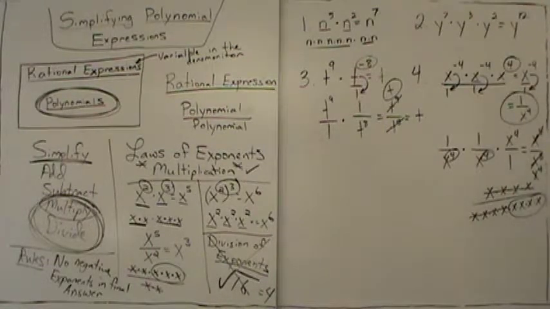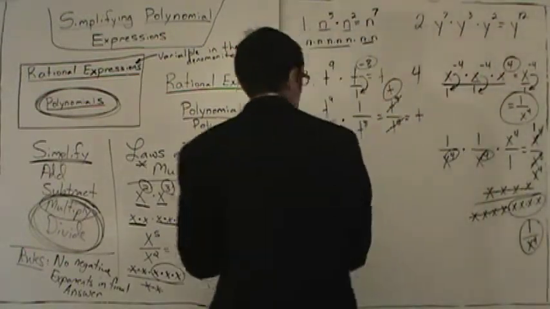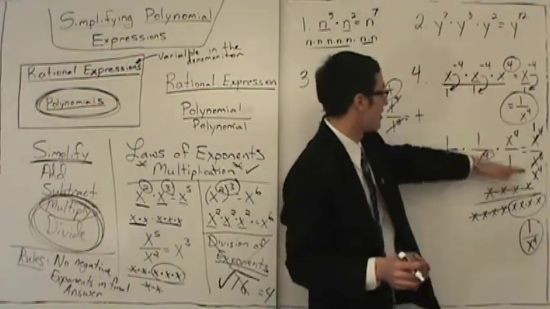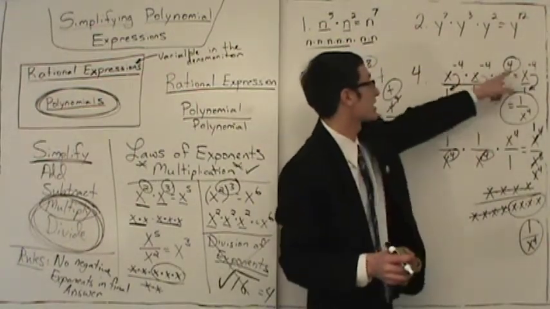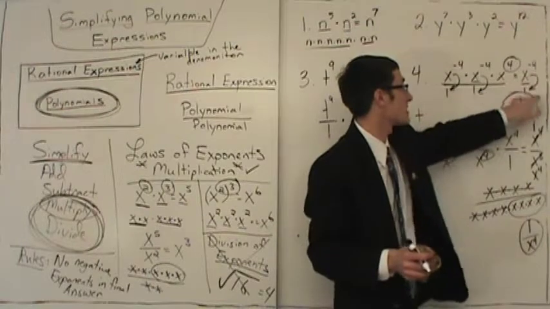We have more x's on the bottom, so we get what? 4 x's on the bottom, and what's left on top? Nothing. And when I say nothing right now, I mean what? A 1. So we have 1 over x to the 4th. This is our answer. Now, so you've seen it two different ways. I want you to see this as canceling, and I also want you to see this as adding your exponents and moving the negative exponent from the top to the bottom.